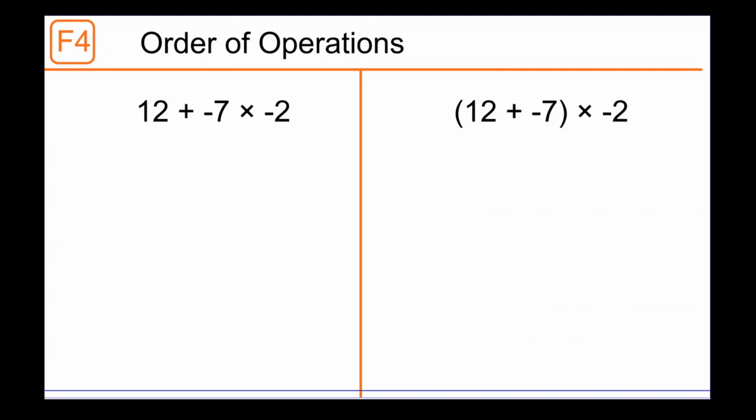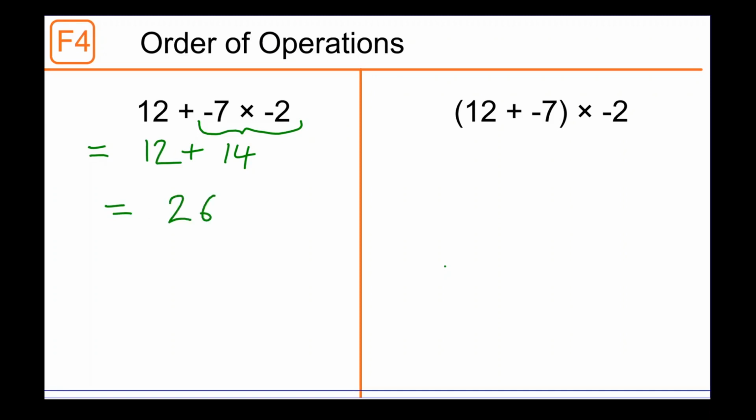If you're calculating with negative numbers and using your order of operations, nothing different happens. You just follow the same rules, just being really careful not to lose track of your signs. So let's do a couple of examples. On the left, we've got 12 plus negative 7 times negative 2. So we scan through the expression looking for the highest priority, and it's this multiplication. So we'll do this first: negative 7 times negative 2 is positive 14. So we have 12 plus 14, which is 26.